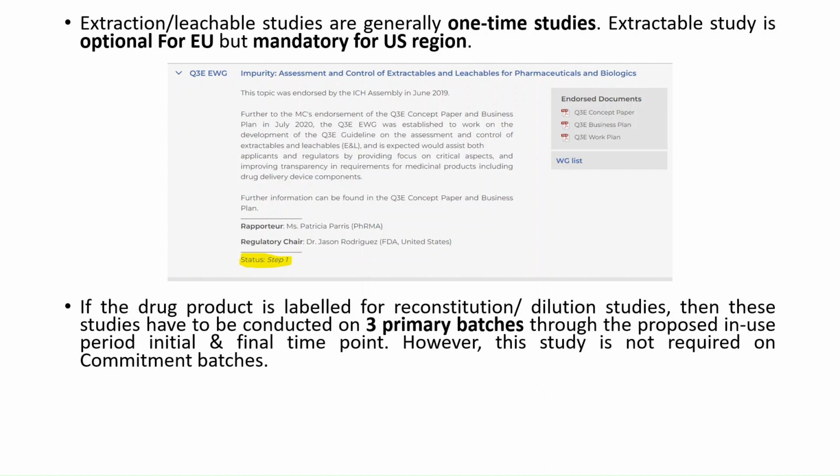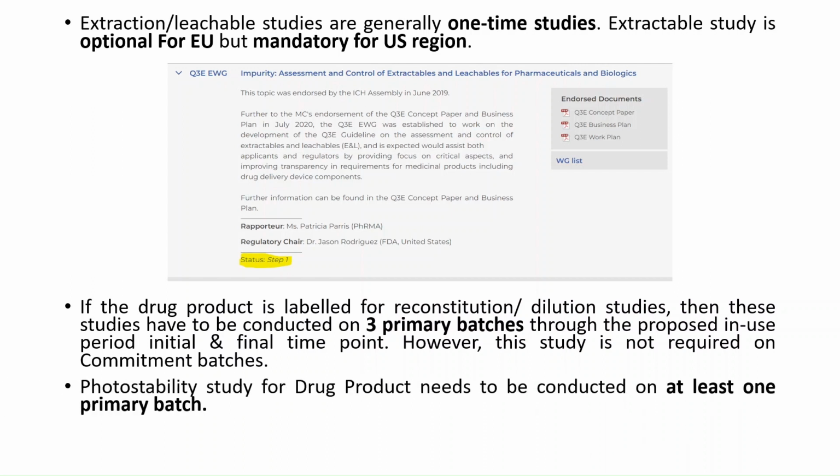Coming to the next point, for the drug product, if dilution studies or reconstitution studies are needed, then the data for the 3 primary batches has to be submitted to the regulatory agencies, and the photostability study or stress testing data for the drug product needs to be conducted on at least one primary batch.